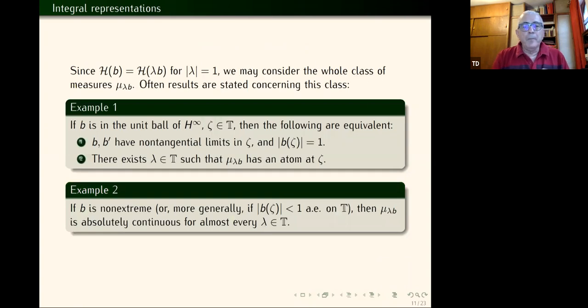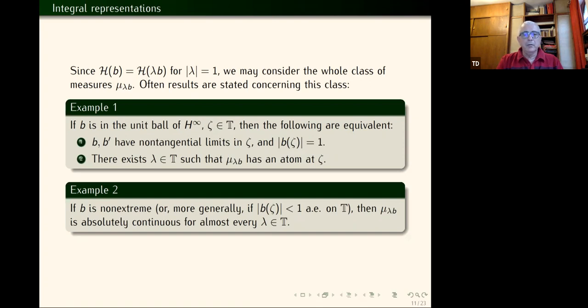Okay, so in fact, I was telling you that usually one speaks about the Clark measures as a plural. And the reason is that H(B) is the same as H(lambda B) for modulus of lambda equal 1, but the measures are not the same. The measures are different. And many results are stated concerning this whole class. And I give you two examples here.